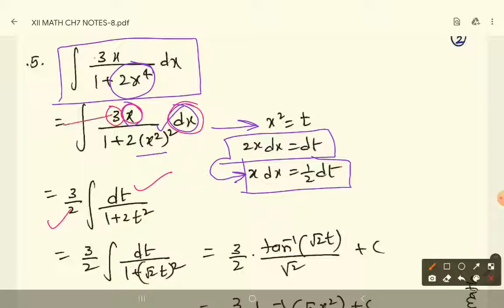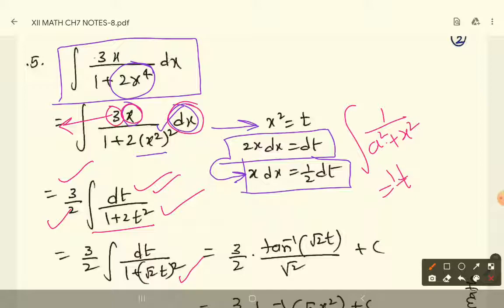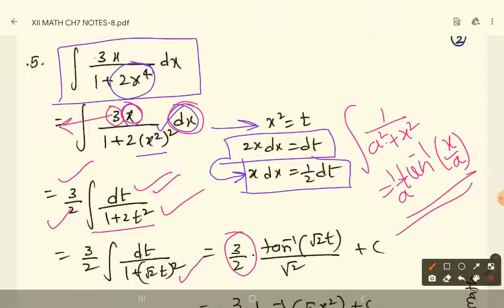But 3 has come outside. It was taken out. dt by 1 plus 2t square. So 1 plus 2t square can be written as 1 plus (root 2 t) whole square. So this is the formula related to 1 by a square plus x square. Integration is 1 by a tan inverse x by a. The formula can be applied. So you get 3 by 2 tan inverse of root 2t by root 2 plus c. This root 2 is coming due to the coefficient of t.